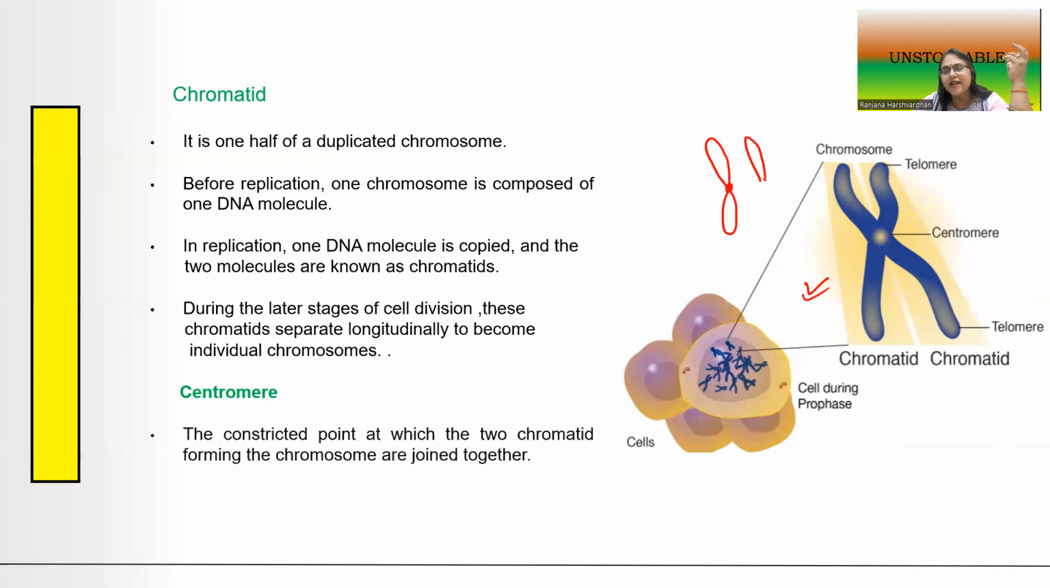When it gets duplicated, it becomes like this. It is still one chromosome because it still has one centromere. But this one half is called one chromatid, and this is another chromatid, which you can see in this particular diagram. The two yellow parts which you see depict the two halves of the chromosome, each one half representing one chromatid.